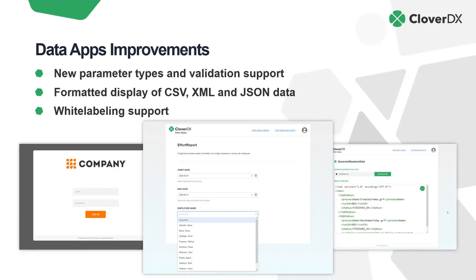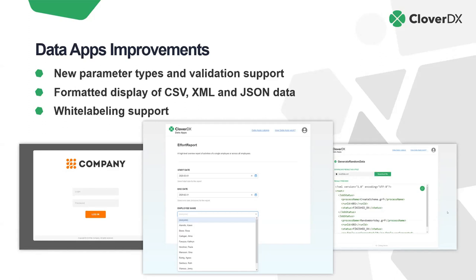We've also improved how data apps display their output. The basic functionality of displaying a status page stayed, but we've added formatting for XML and JSON data. You can see an example over here on the screenshot. And we've also added display of tabular data like CSVs, which are displayed in an actual table that you can scroll through, so not just like a flat file.